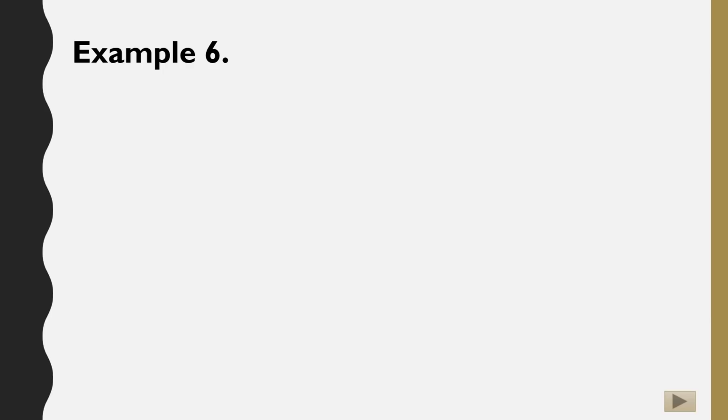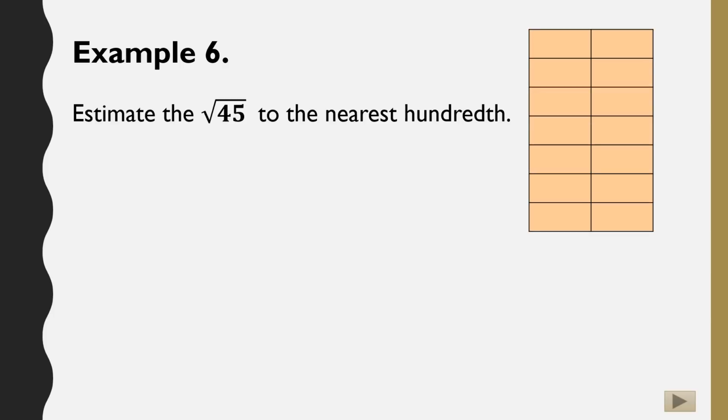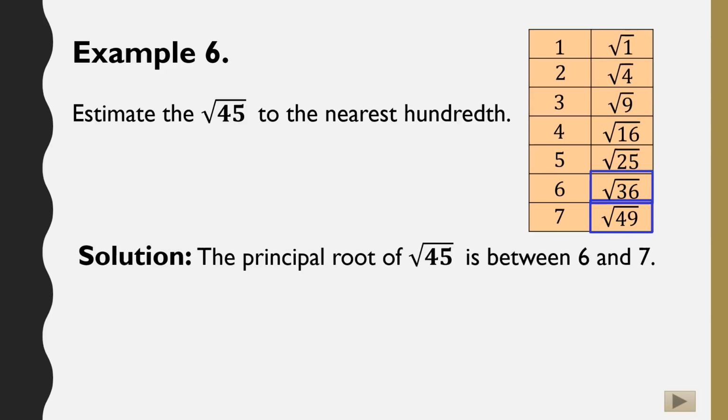Let's have example number 6. Estimate the square root of 45 to the nearest hundredths. Okay, let us write 1 to 7: square root of 1, square root of 4, square root of 9, square root of 16, square root of 25, square root of 36, and square root of 49. So, ang square root of 45 ay nasa gitna ng 36 at 49. So, for the solution, the principal root of square root of 45 is between 6 and 7.